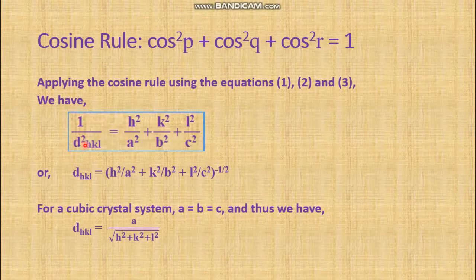So 1 by DHKL's whole square equals H square by A square plus K square by B square plus L square by C square. So this is the relationship for interplanar distance with HKL and with A, B and C. Therefore DHKL should be the inverse, that means the power minus half of this overall parameter, okay. So for a cubic system, A equals B equals C, in that case it reduces to A by root over H square plus K square plus L square. So this is the interplanar distance for a 3D plane.